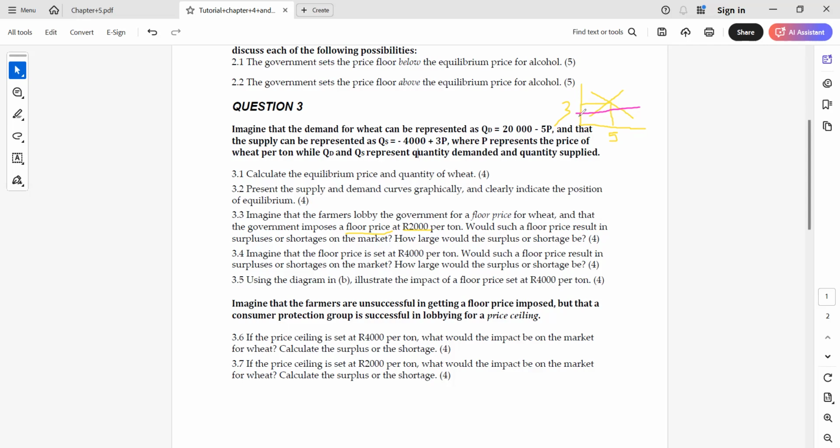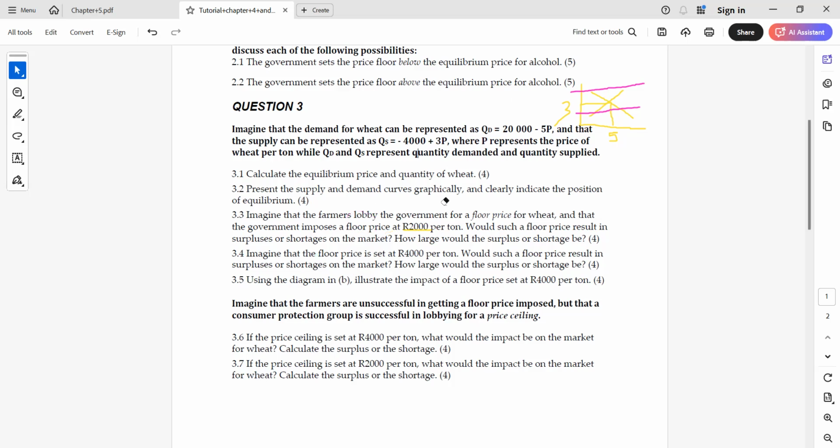A price floor has to be up here to be effective. If it's just here, it is ineffective. And remember, I said a price floor, you probably think that because it's a floor, it's supposed to be below the equilibrium price, but that is not the case. The price floor is above. It's the same as the price ceiling. The price ceiling is below. You understand?